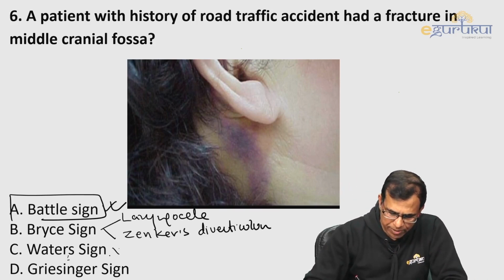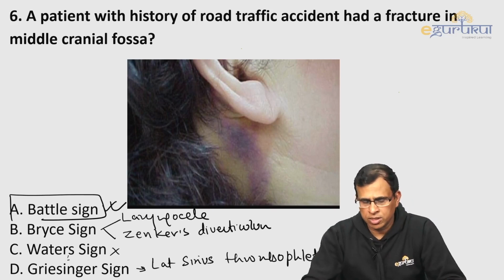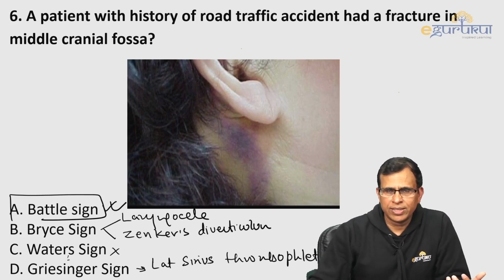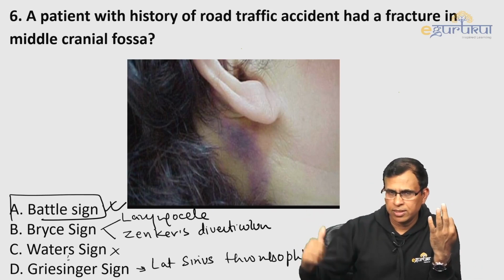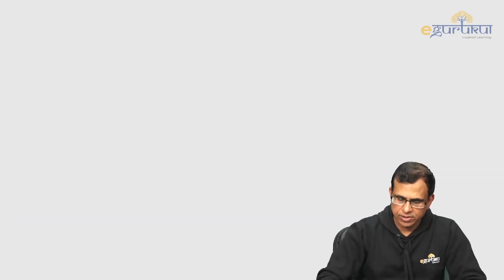There is no water sign, but there is a water X-ray view. We discussed this. Griesinger's sign is seen in lateral sinus thrombophlebitis or sigmoid sinus thrombophlebitis. So again, nothing to do with battle sign or fracture. In lateral sinus thrombophlebitis, there are four signs: Griesinger sign, Tobey-Ayer sign, Crowe-Beck sign, and Delta sign also. Seventh question.